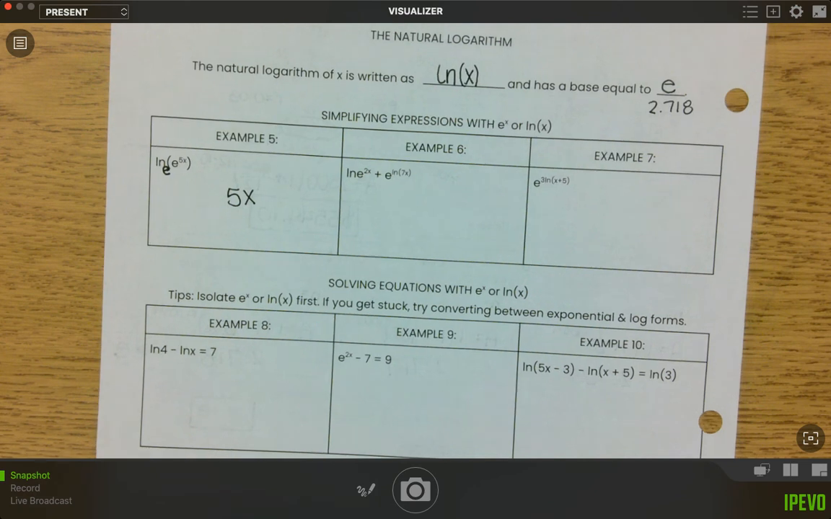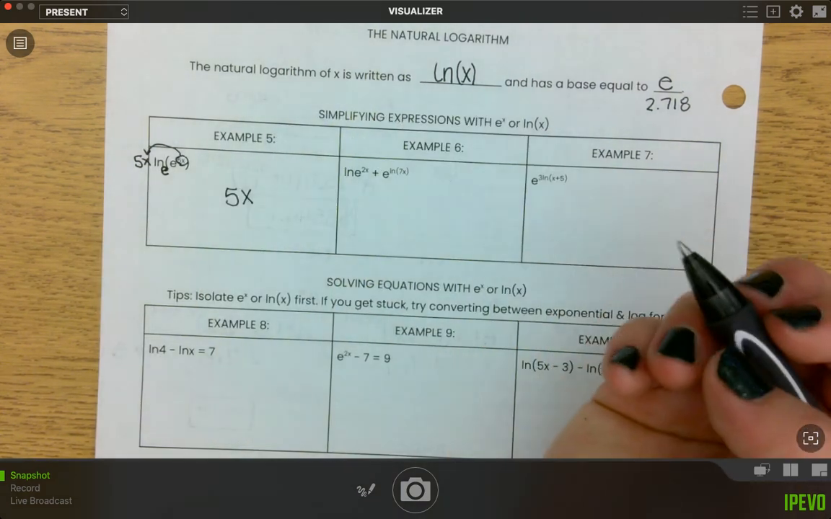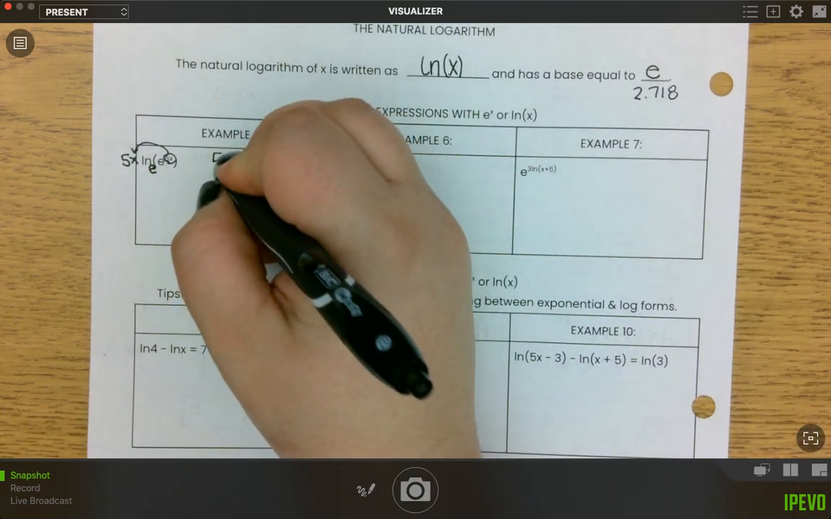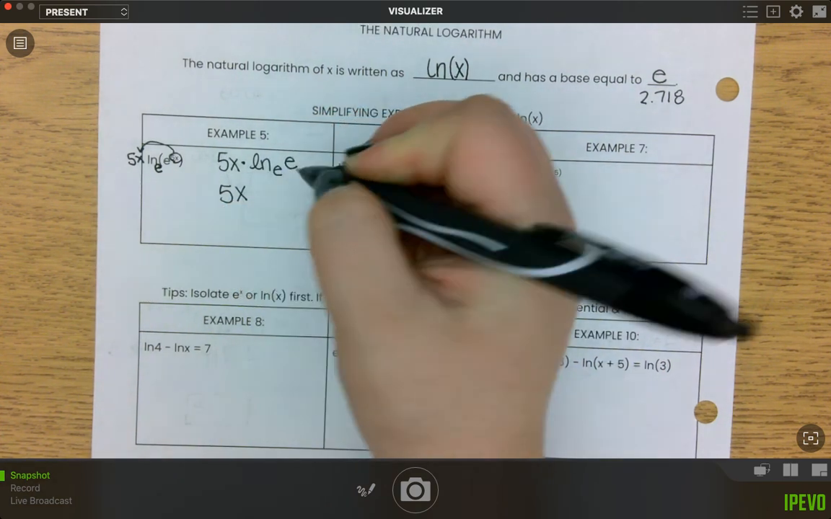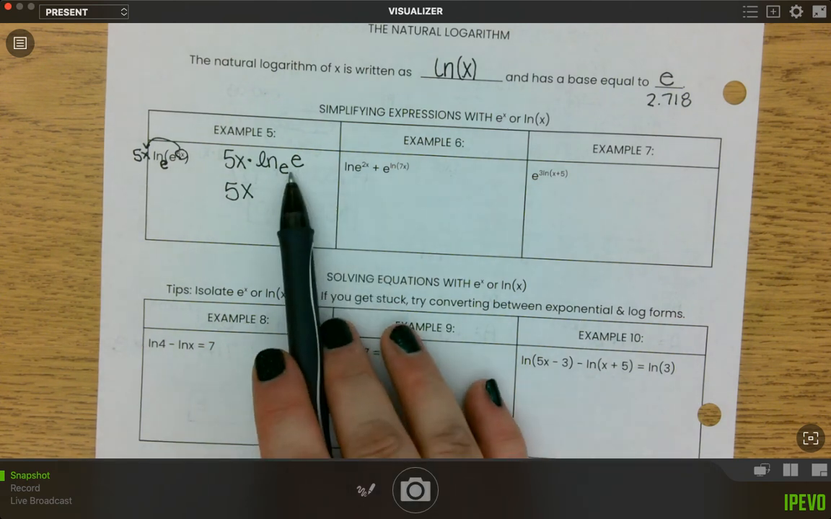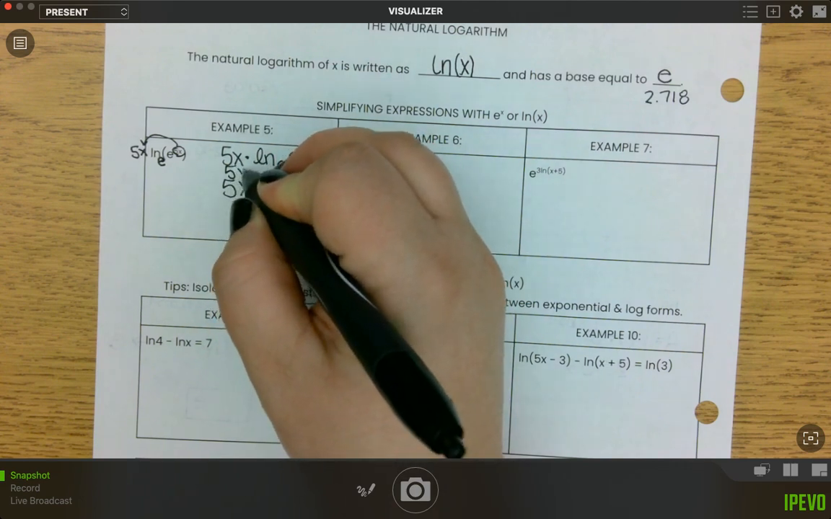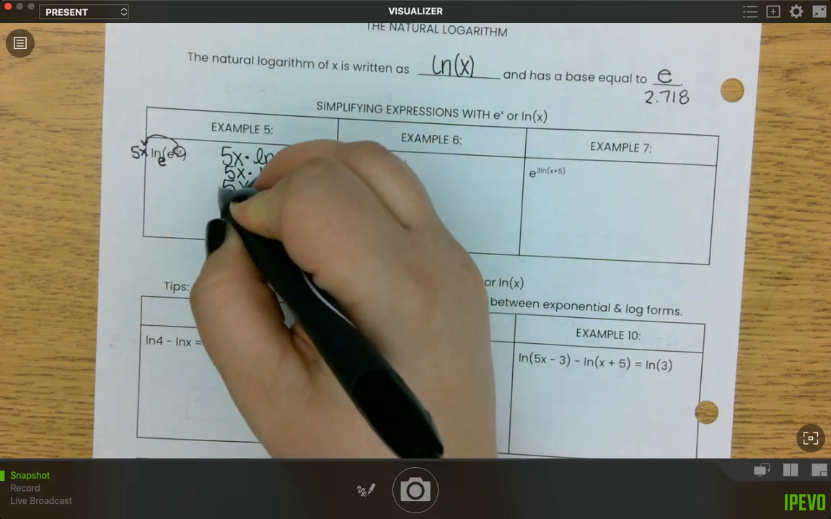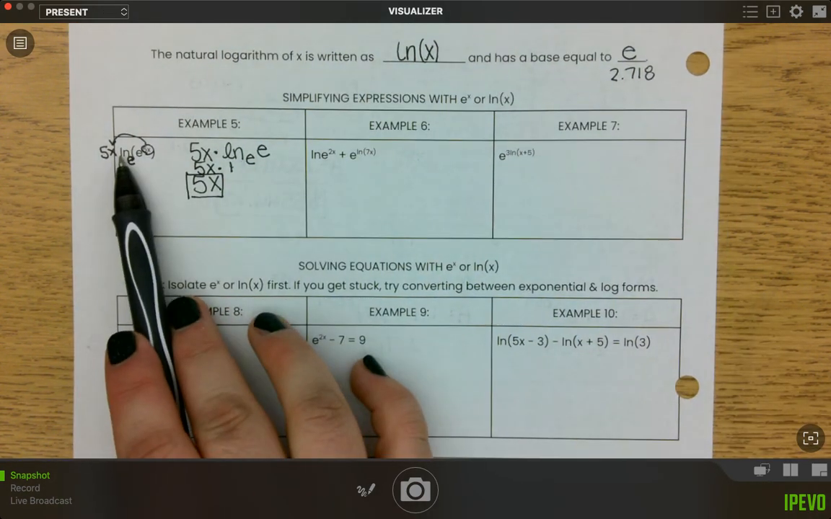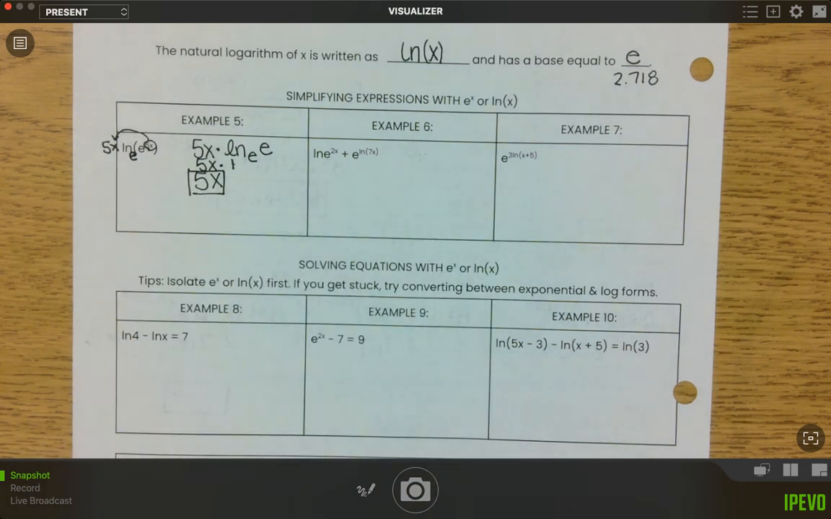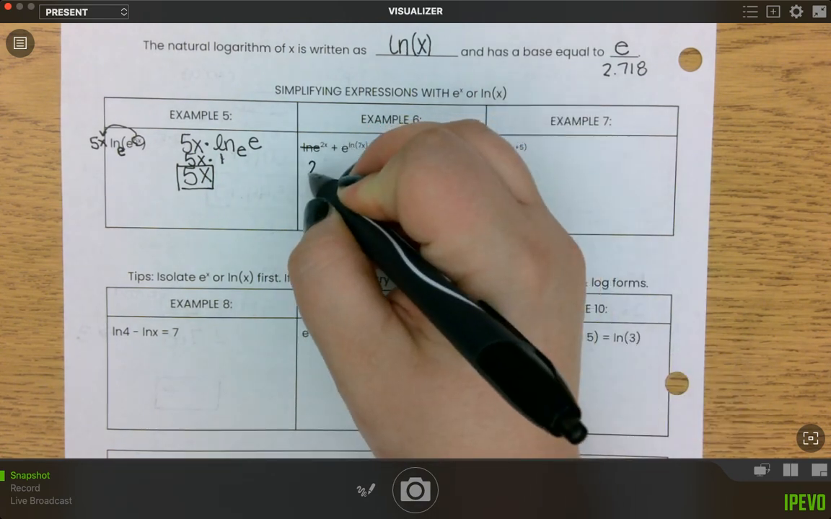Another way of writing this is you are allowed to put the powers out front instead of in the middle like that. So you have 5x times the natural log of e. And e to the first power is e. So this just turns into 5x times 1, which is 5x. And you don't have to write it out like that every time. Just know that the ln and the e cancel each other out, which means that on this one, the ln and the e cancel, and this part is just 2x.